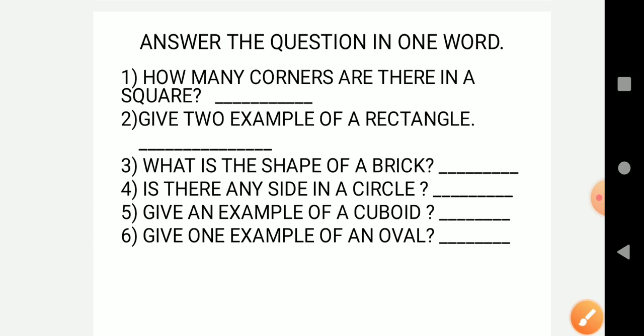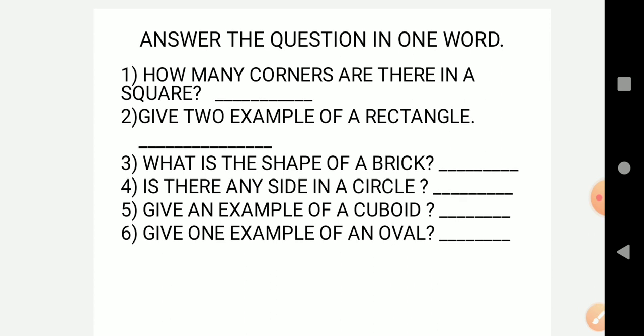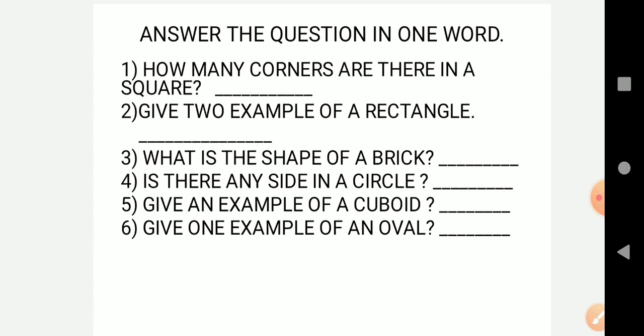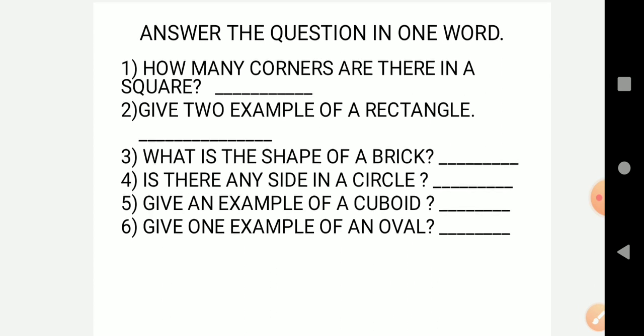Now I will take here some question answers for you. So tell me the answer of the given question in one word. I will take here only six questions. My first question is, how many corners are there in a square?